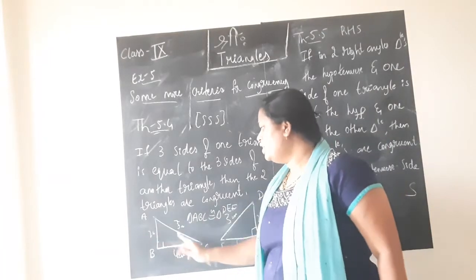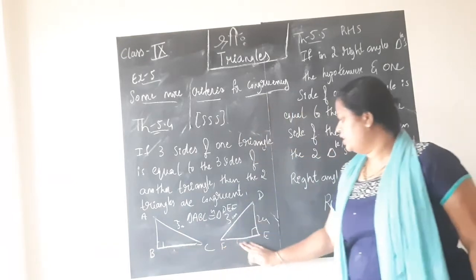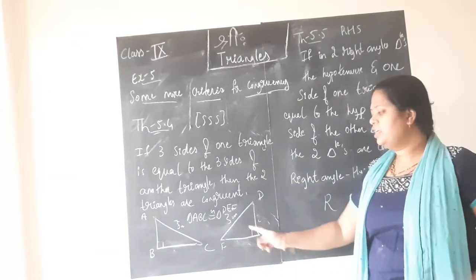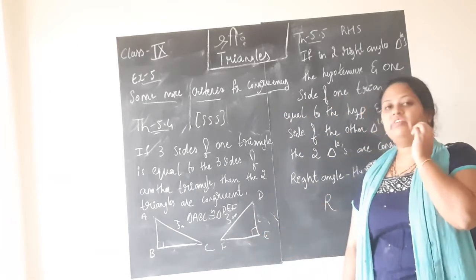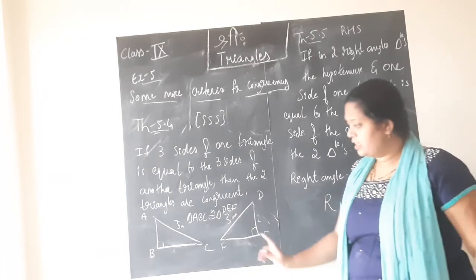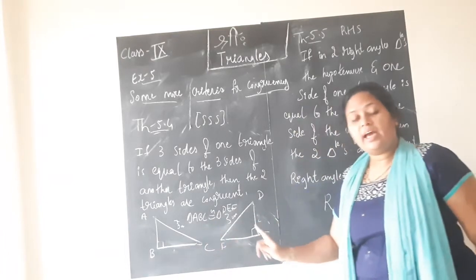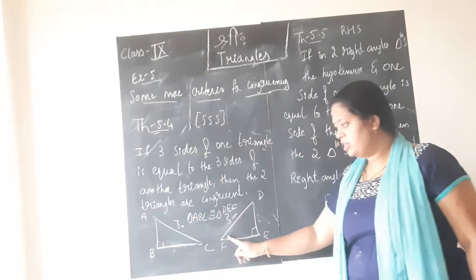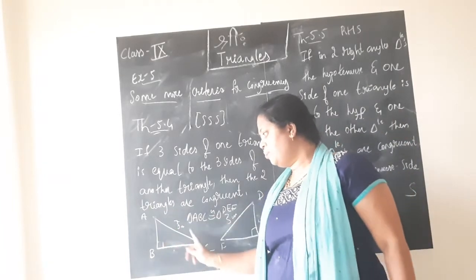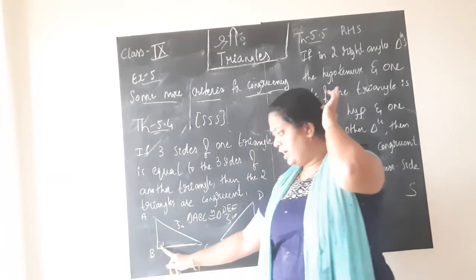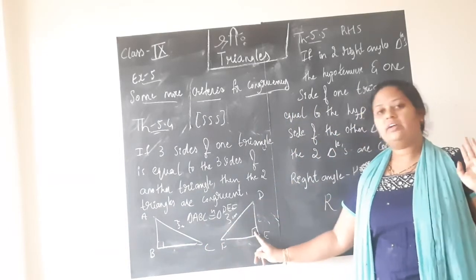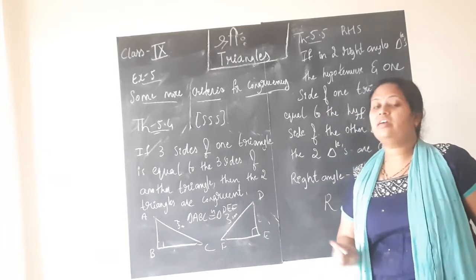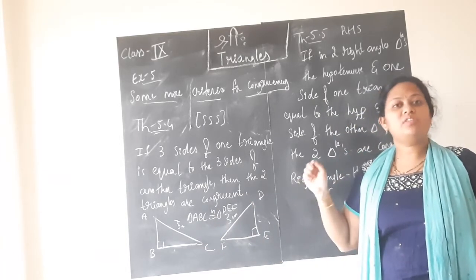This all I will erase for now. Hypotenuse AC here is 3 cm. Similarly, in the second triangle, hypotenuse DF is 3 cm. If so, that is, if in two right-angled triangles the hypotenuse and one side of one triangle are equal to the hypotenuse and one side of the second triangle, then these two triangles are congruent to each other. That is what the RHS congruency rule states.